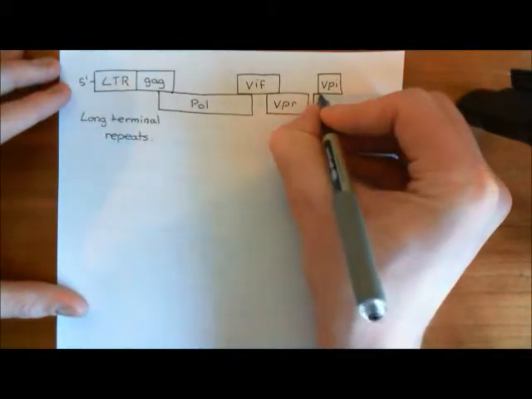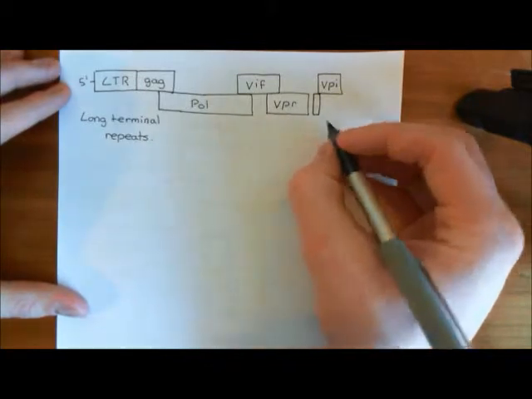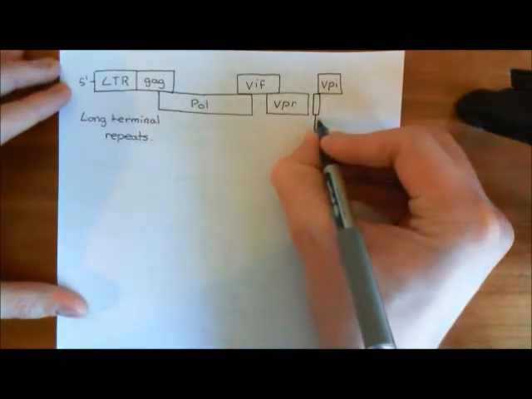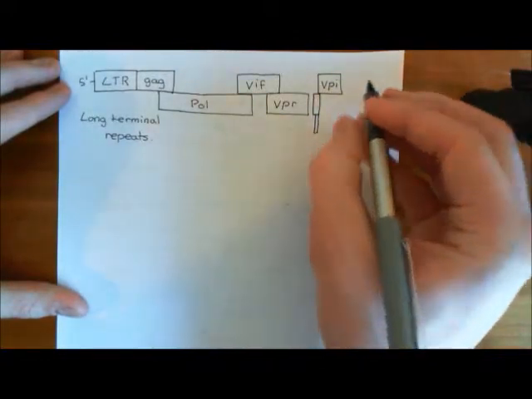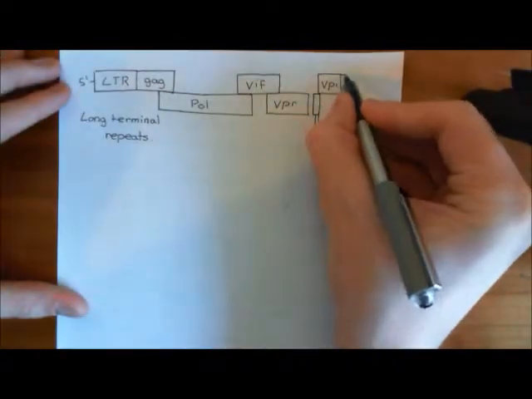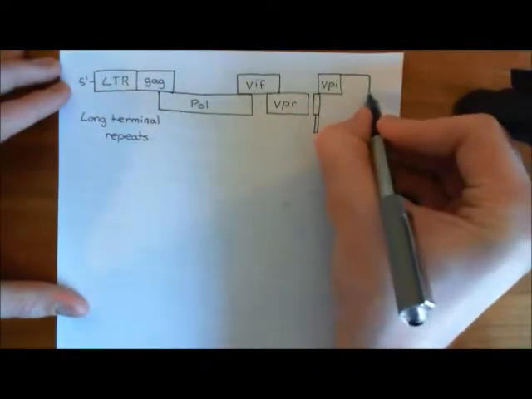Okay, like so, which is called TAT. And overlapping with TAT, we also have a little gene called REV. Now, you have two of each of these genes, so I won't label them yet, because you're going to have another one further down.